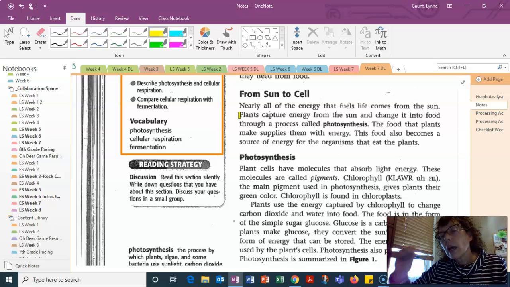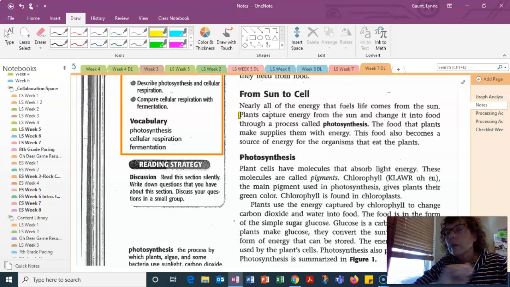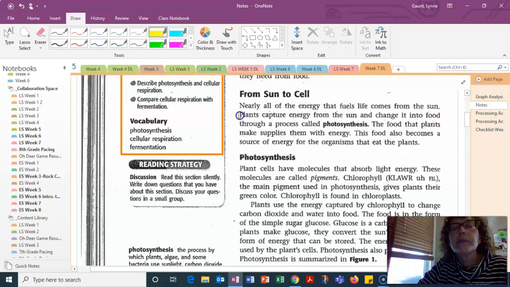By the way, when you're highlighting, it helps if you can move your hand quickly. It just makes a smoother highlight. All right, so I'm going to click and highlight that whole sentence.